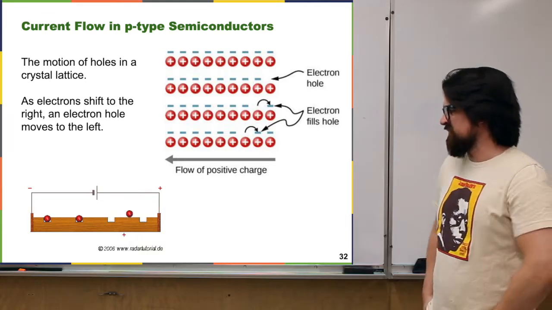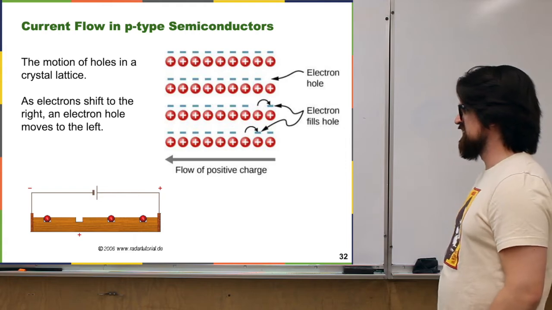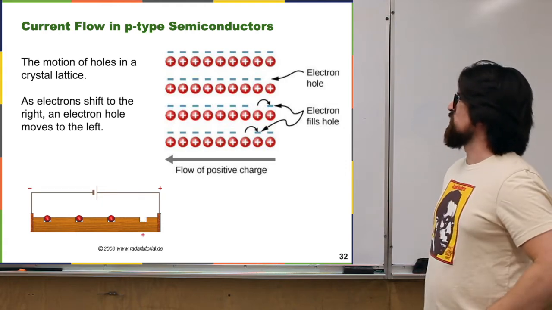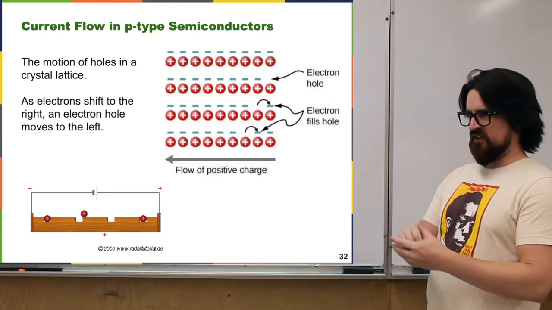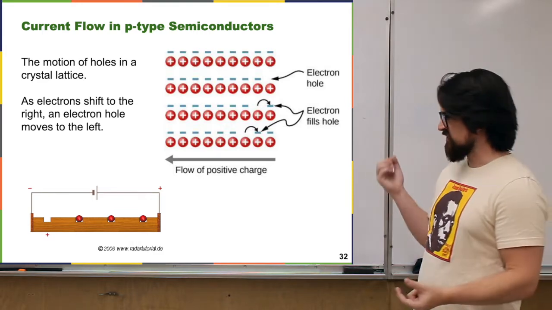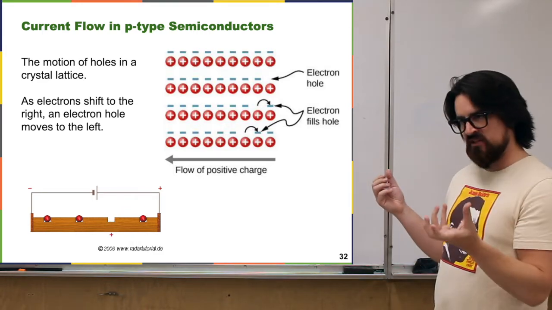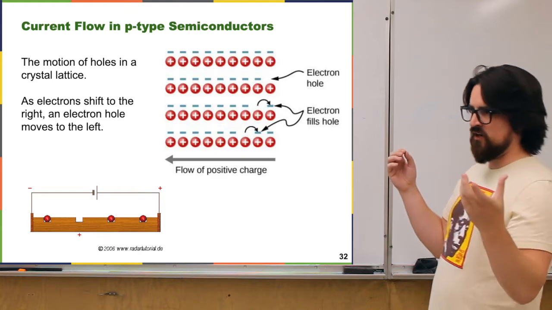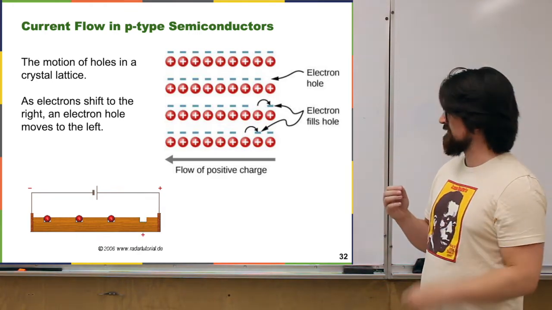So it's an odd thing, but you just kind of get used to the idea, at least if you think about and work with semiconductors, that the absence of an electron is essentially a positive thing, and that positive thing can move around just like any other positively charged particle.